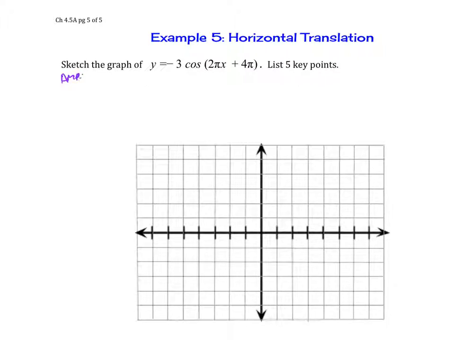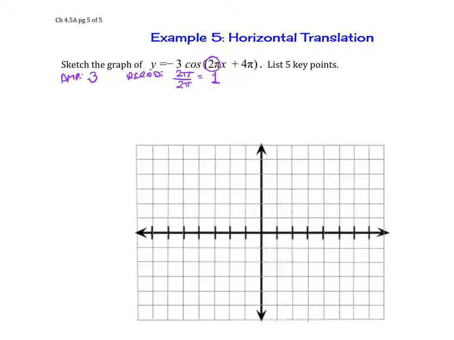The amplitude is going to be just 3. So the lowest will be negative 3, the highest will be 3. We can look at the period. So our period is different. So the period is going to be 2 pi over b. B is 2 pi, so 2 pi over 2 pi, our period is 1.